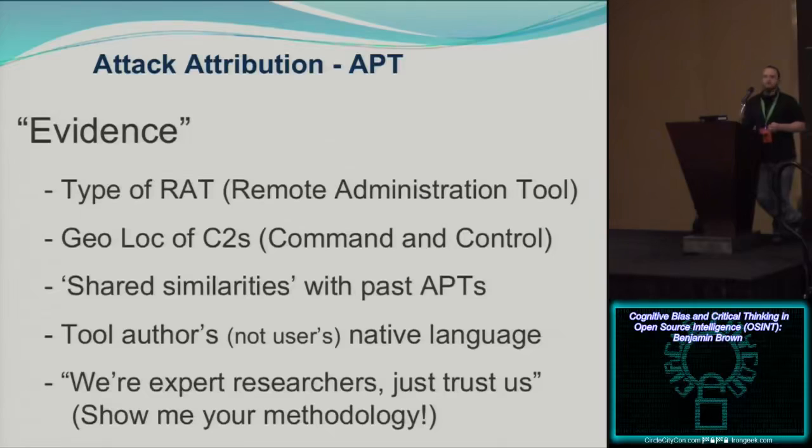Geolocation of the command and control centers using MaxMind. If you've ever done geolocation of IPs through that, you know it is really, really inaccurate. Shared similarities with past APTs. Again, that's digging into the representativeness, looking at what is similar instead of also weighing that against major differences.